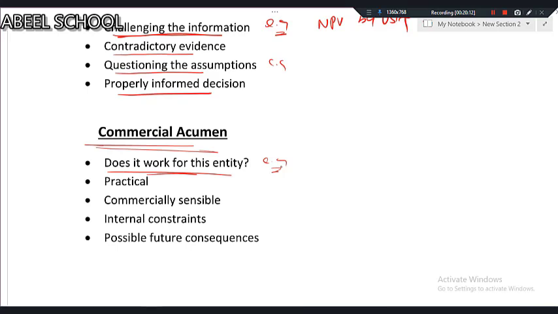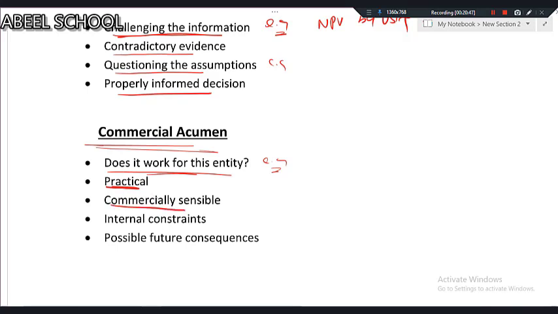For example, lenders can ask you not to give dividends for the next 5 years. Lenders can ask you not to make more investment in the next 10 years. So you have to check, does it work for this entity practically? For example, if you are a service organization and you want to make an investment by using loans, it is extremely difficult for a service entity to take a loan from the bank. Normally, to take a loan from the bank, you need to have high value tangible assets. So you need to check, is it practical, commercially sensible?